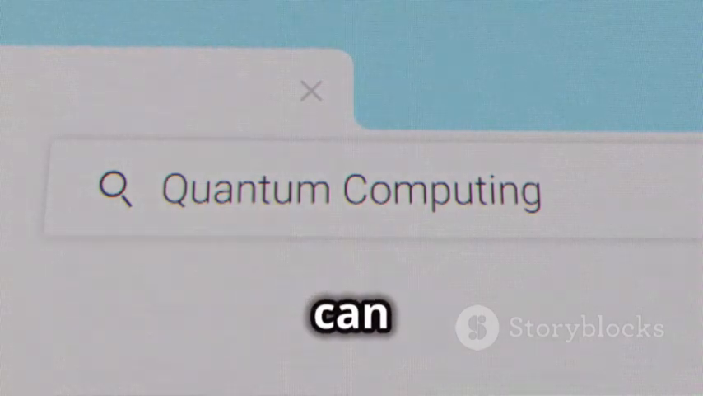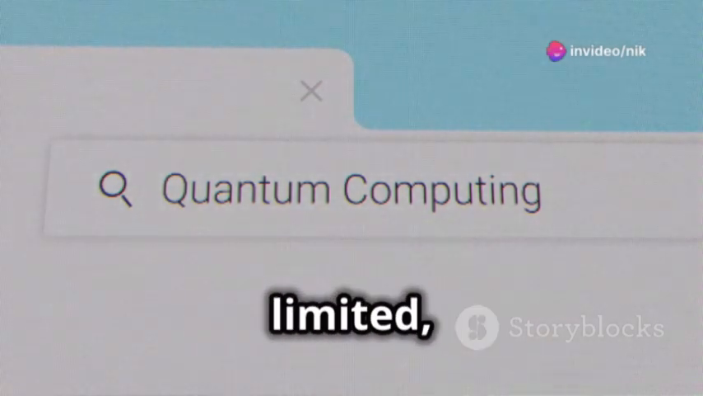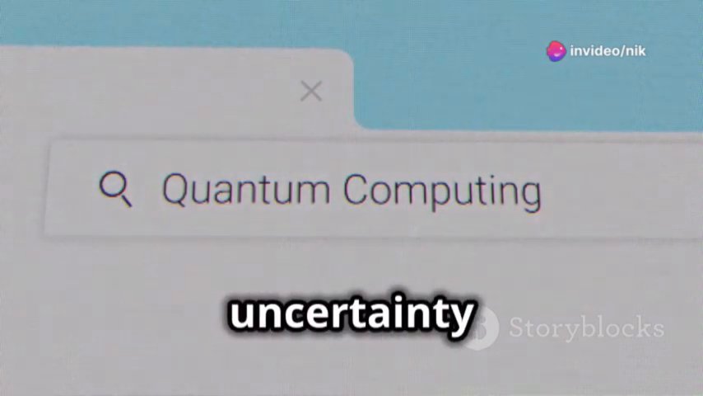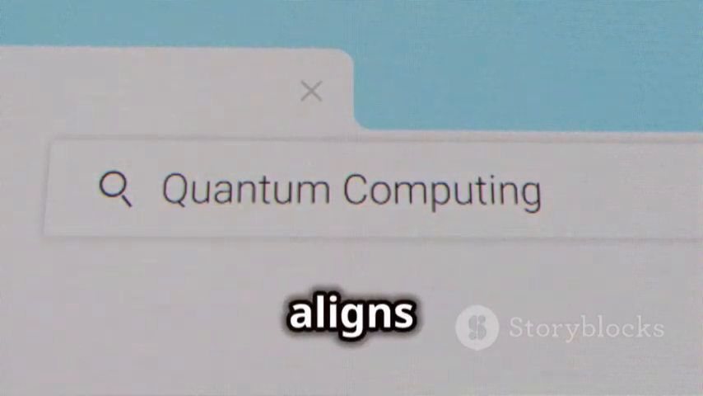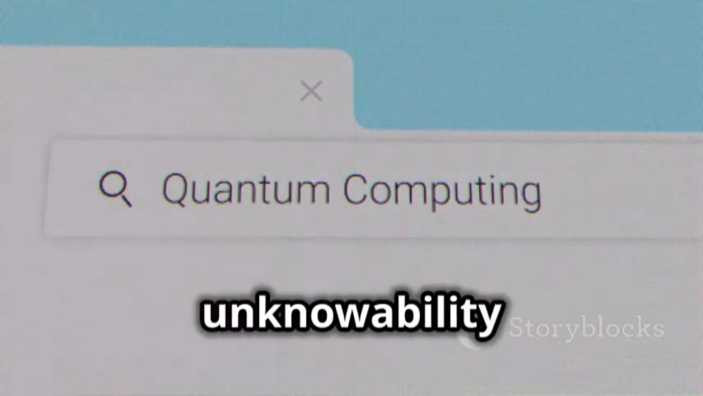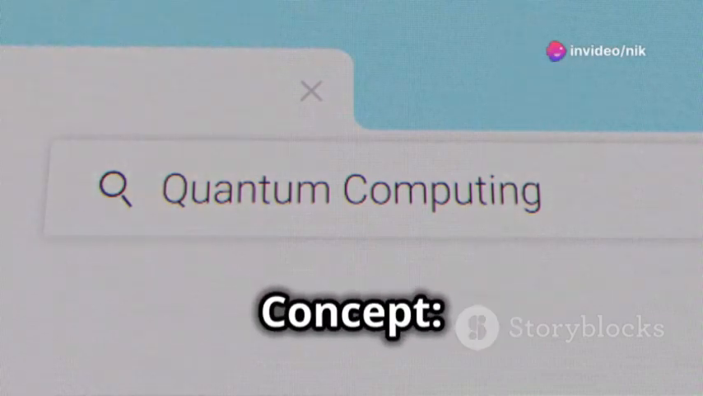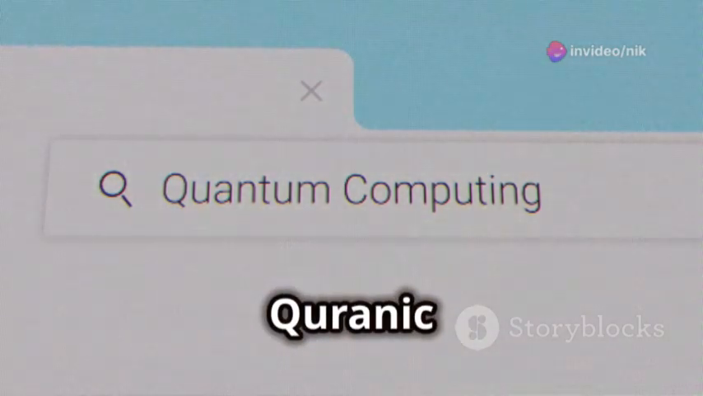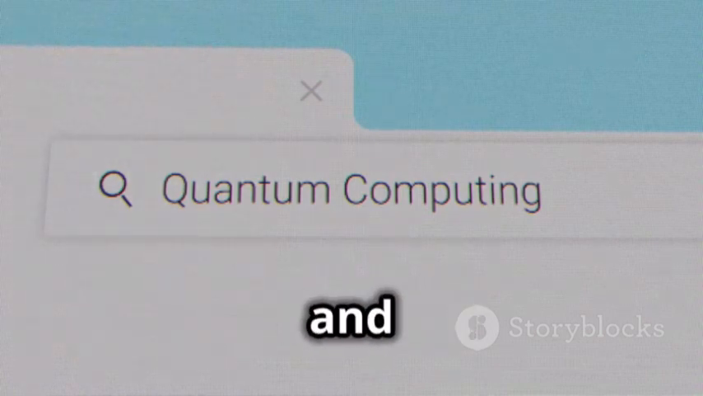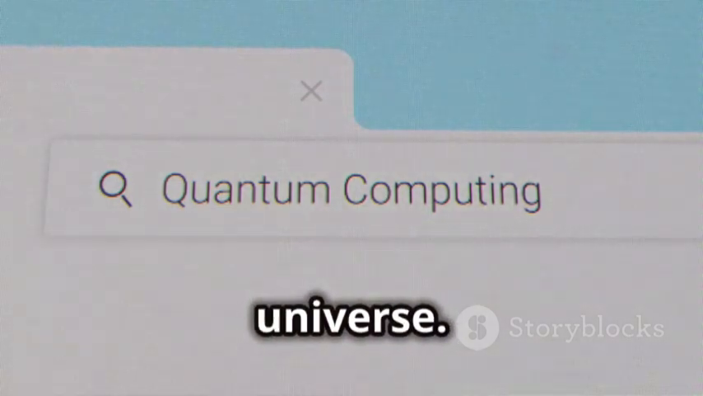This principle can be seen as analogous to the infinite knowledge of Allah, where human understanding is limited, and there is always uncertainty about the true nature of the universe until Allah reveals it. In this context, quantum uncertainty aligns with the Quran's emphasis on the unknowability of the divine and the limits of human understanding. Key concept: the uncertainty principle in quantum mechanics mirrors the Quranic idea that human knowledge is limited, and only Allah has complete knowledge of the unseen and the hidden realities of the universe.